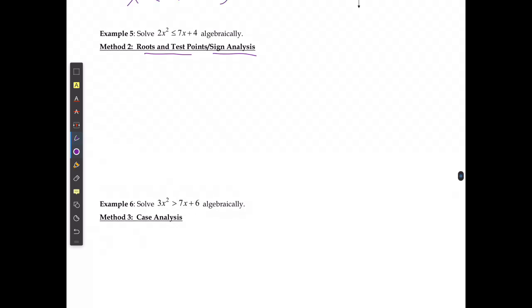For example 5, if I'm using my algebraic method, then I can either use roots and test point or I can use sign analysis. For this one, I'm going to do the roots and test point. So I'm going to start by, same as always, isolating everything on one side of the inequality. I'm going to move that 7x over, I'm going to move that 4 over. And what I'm dealing with is 2x squared minus 7x minus 4 is less than or equal to 0.